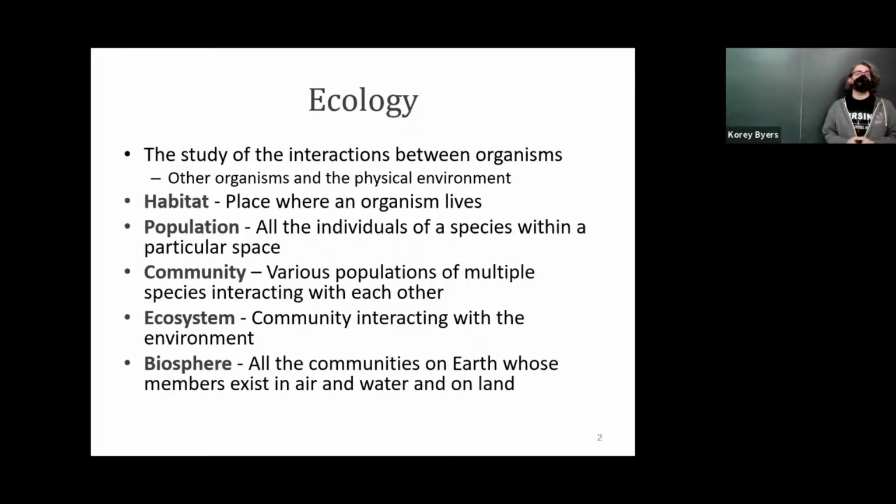When we're talking about ecology, we have to have a few basic concepts out of the way so that you're not lost when we're saying things. The first is habitat. Habitat is the specific place an individual lives, a specific location on the planet where an individual organism is living.